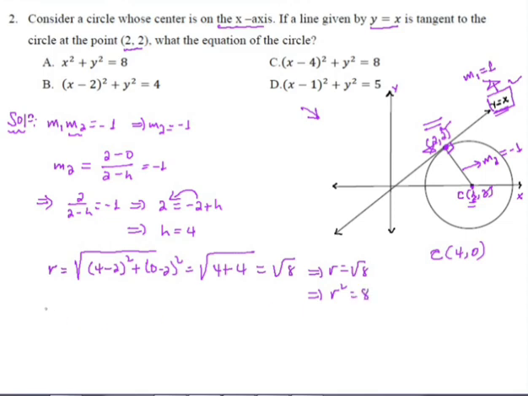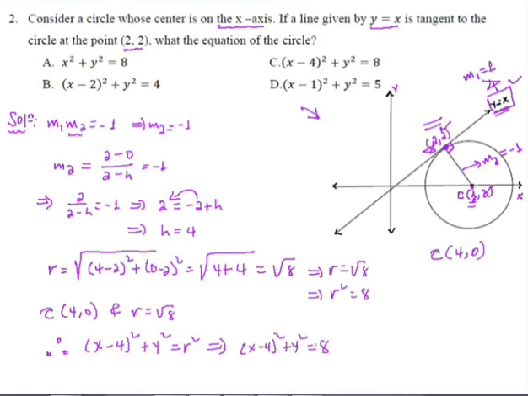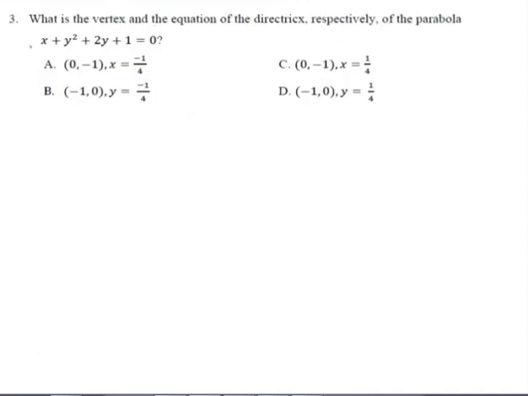Now we have the center (4, 0) and the radius radical 8. Therefore, the equation of the circle becomes (x minus 4) squared plus y squared equals r squared. So (x minus 4) squared plus y squared equals 8. This is the equation of the circle, so our answer will be C.